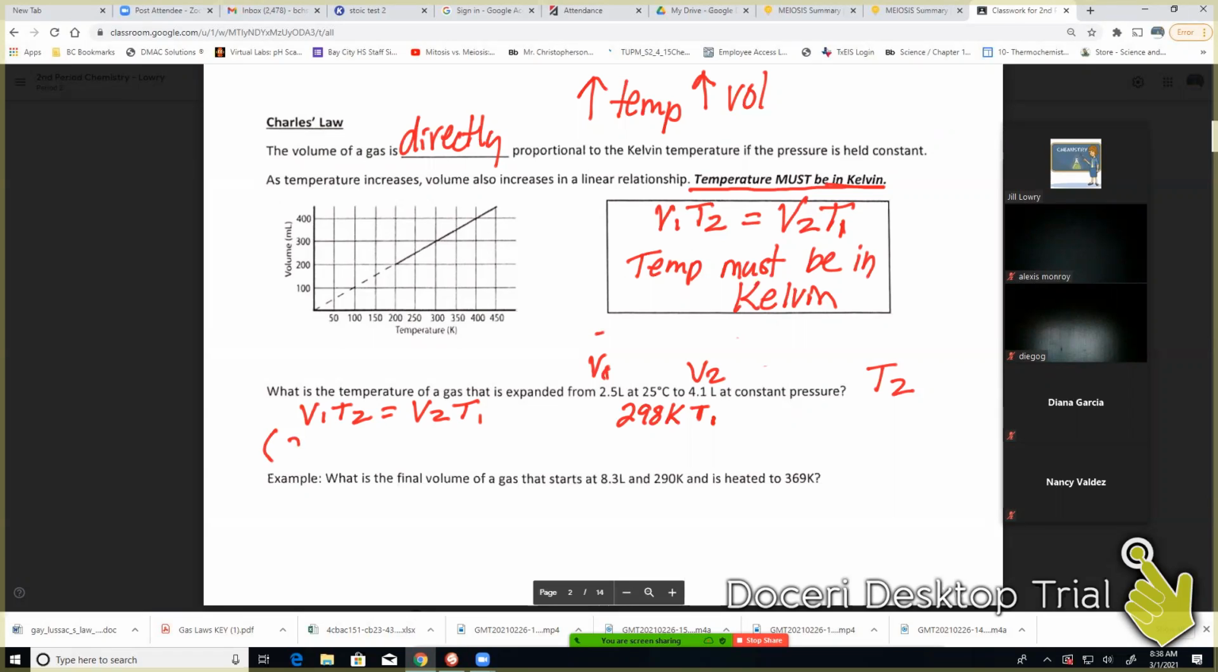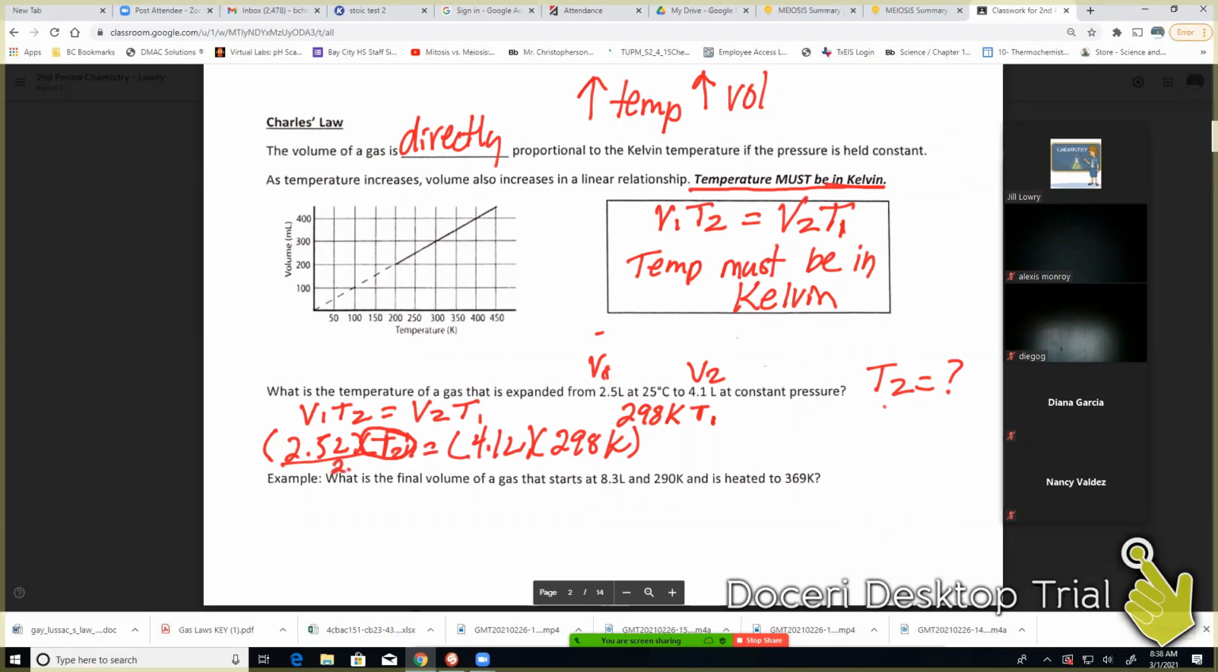V1 was my 2.5 liters. T2 was my unknown, so I'm just going to leave that. V2, my second volume, changed to 4.1 liters. And my beginning temperature was at 298 K. I can't put it in as 25. I have to put it in as 298 K. So what am I dividing by this time? Because remember, I need to get T2 all by itself.